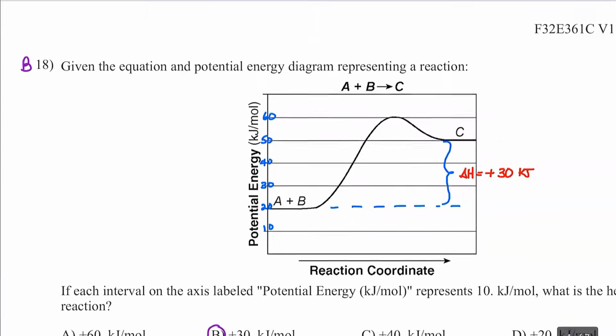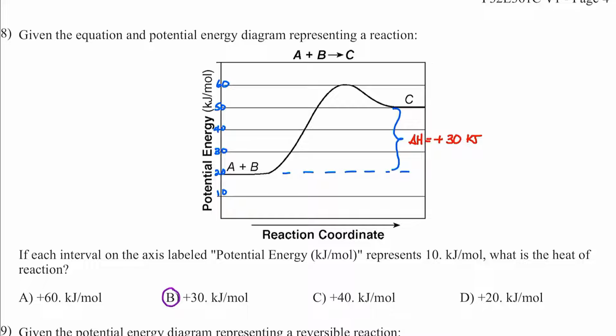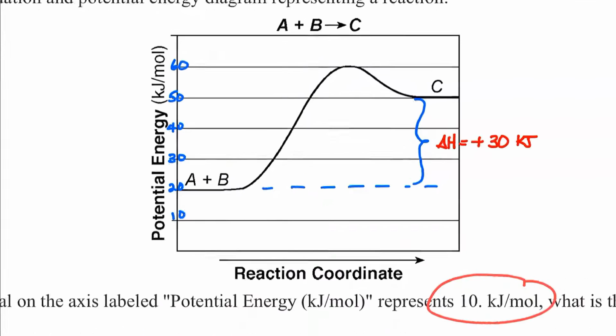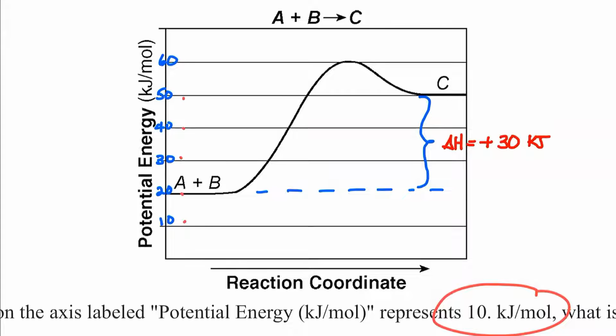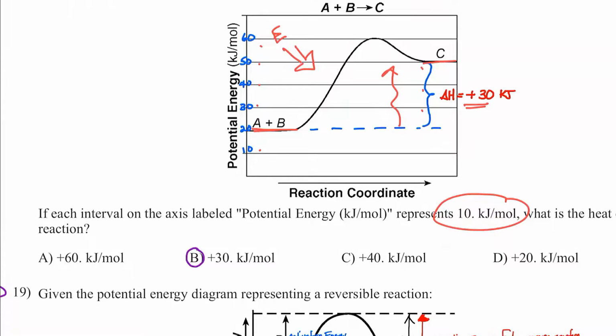Number 18. Okay, here we go again. It's going up in here, so delta H is positive. They want to know what the value is because they told you in the problem that each line represents 10. So if I do 10, 20, 30, 40, 50, 60, what is delta H? The difference of where you start and finish. We're going 10, 20, 30, but we're going upward. That's why it's positive 30. And of course, it's endothermic because we're ending up higher because we're absorbing energy to do that. So that's why it's positive 30.